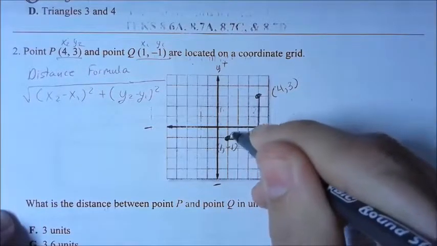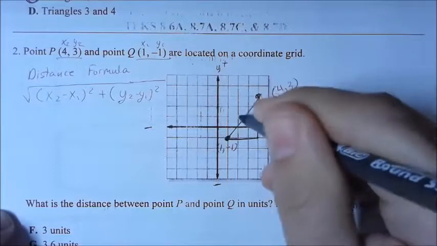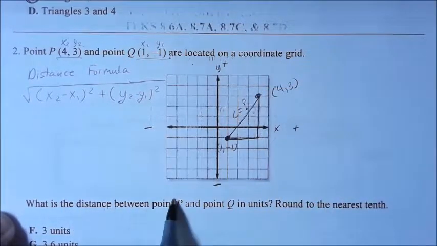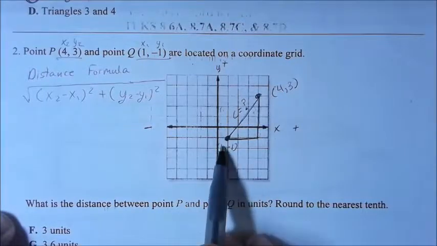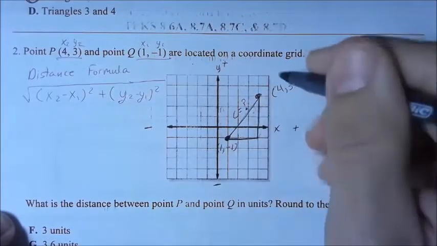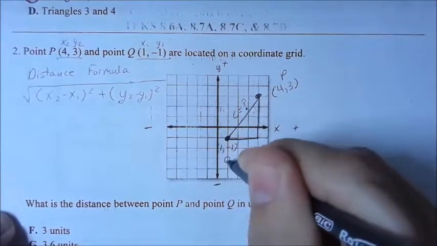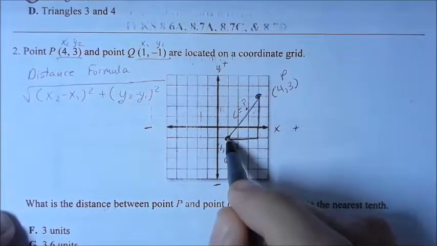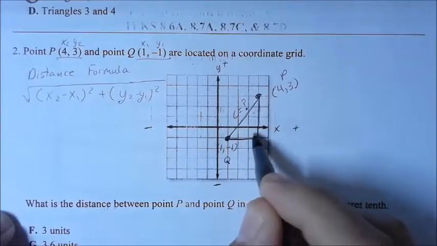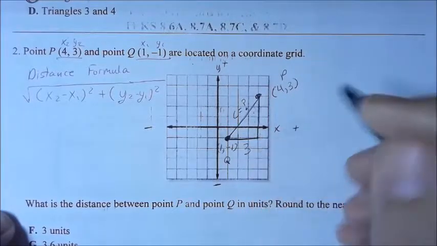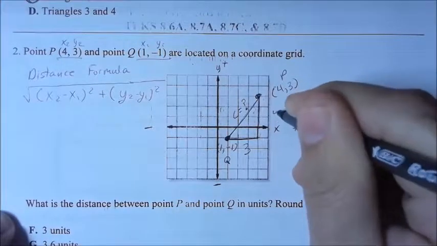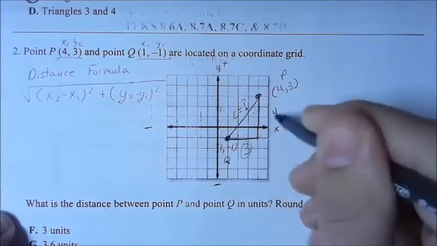Now, once I've done this, I can go ahead and do my hypotenuse and say, I'm looking for C, because I'm trying to find the distance between point P and point Q. This is point P right here. I can write a P, and this is point Q down here. So let's count our units. If we go from here to here, we have 1, 2, 3. So that's 3 units. And here we have 1, 2, 3, 4. That's 4 units. Now, 3 and 4.